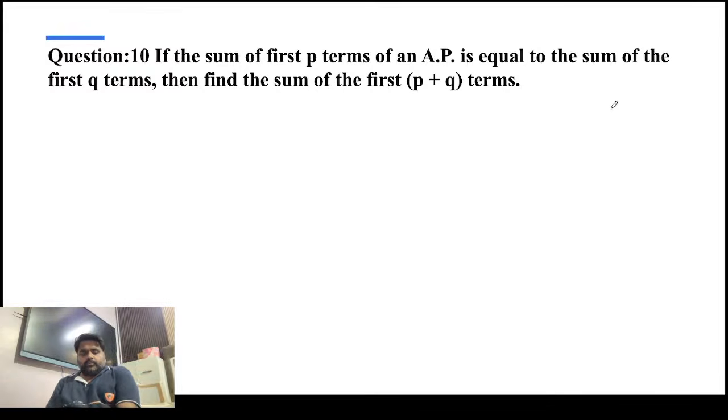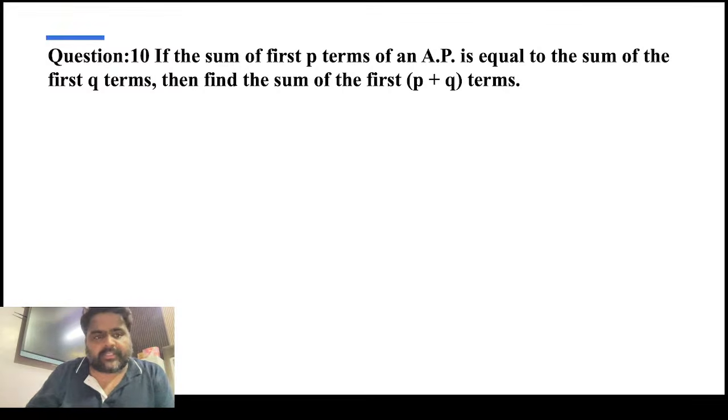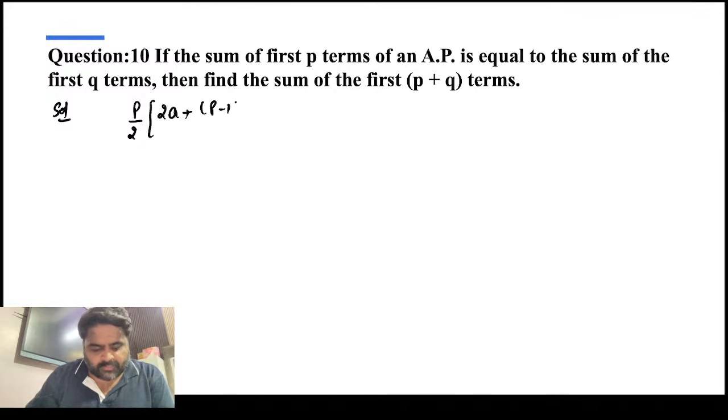Now please look at the board, this is the last question for the day. Please pay attention. The sum of the first p terms of the AP is equal to the sum of the first q terms. Sum of the first p terms of the AP is p by 2, 2a plus p minus 1.